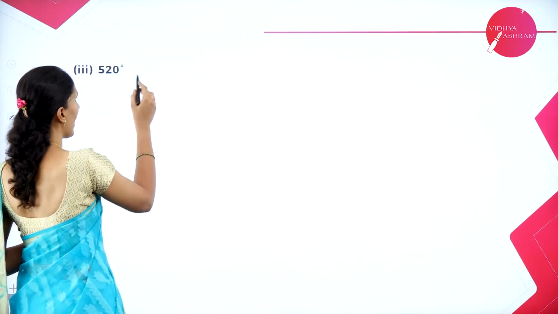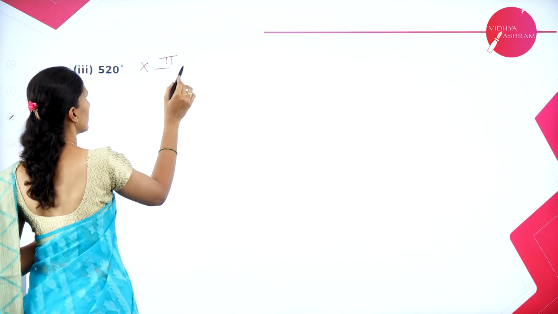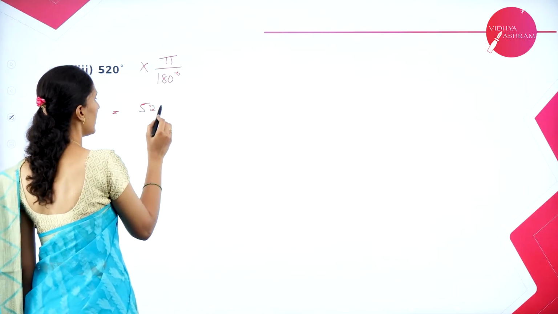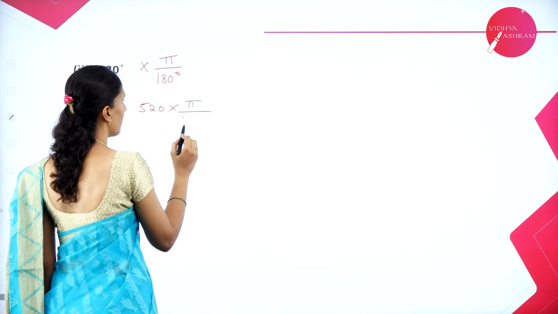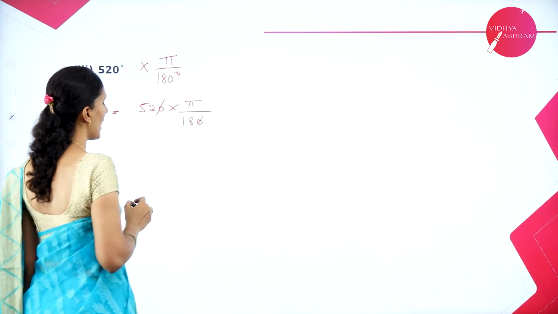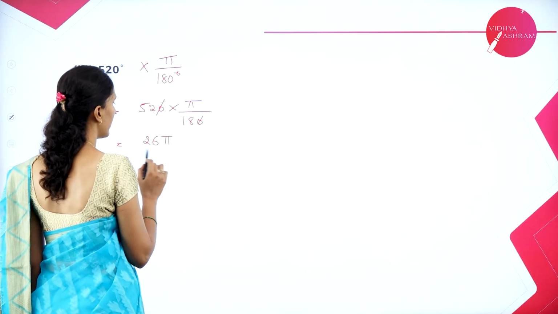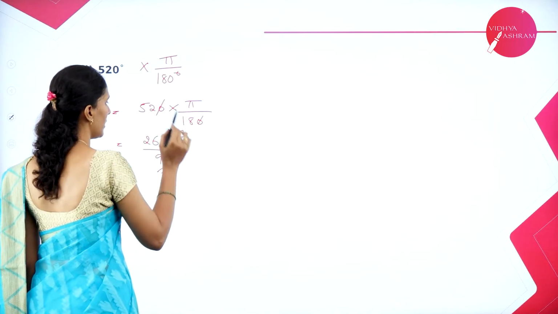Next question, we have 520 degrees. So directly we can multiply pi by 180. So it is 520 into pi divided by 180. So the 0, 0 get cancelled. When you divide it, you will get 26 pi divided by 9 radians.